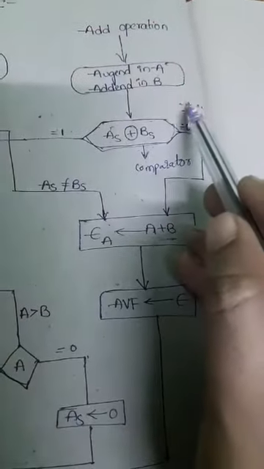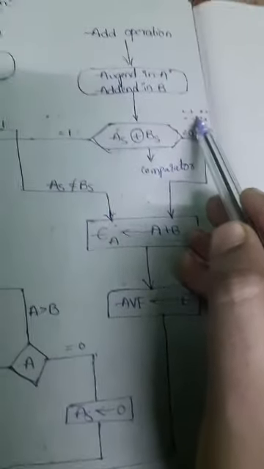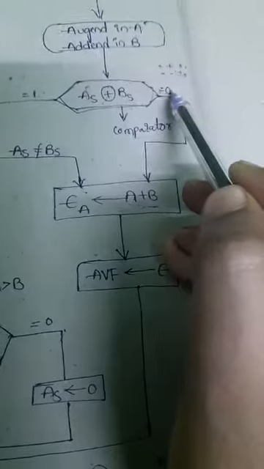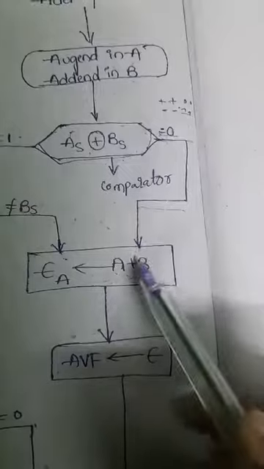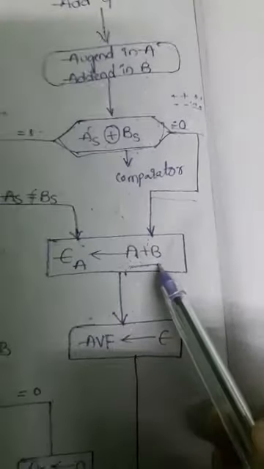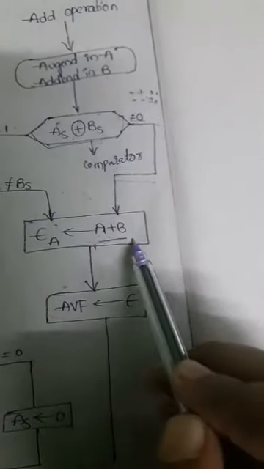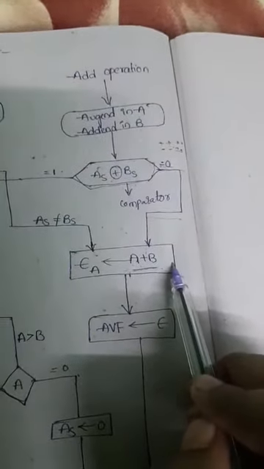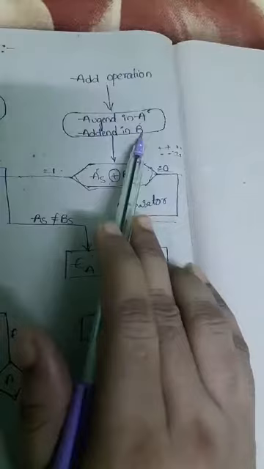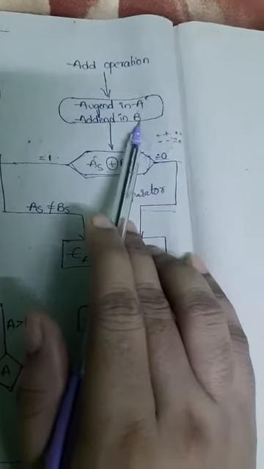Okay, so if both the signs are positive, then we are getting the result as 0 for both. If both the signs are the same, the result will be 0. So this result is 0, and the output will be equal to, what is the operation we are getting? Addition operation, that is A plus B. So this A plus B will perform the addition operation on A and B registers.